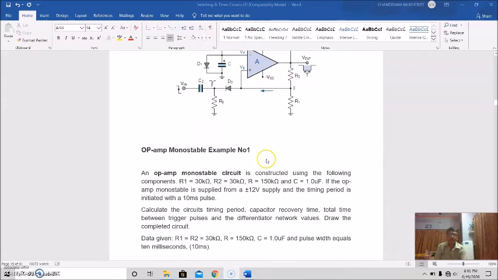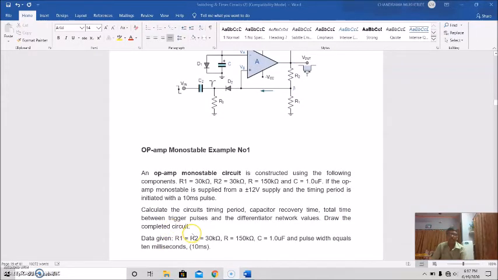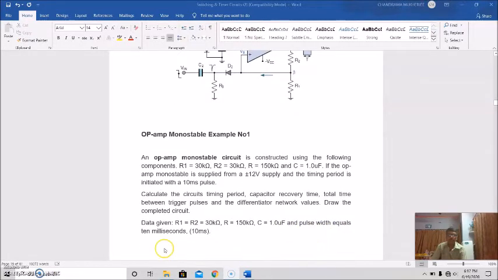then calculate the circuit's timing period, capacitor recovery time, total time between trigger pulses, and the differentiator network values, and draw the complete circuit. So the data given here: R1 equal to R2 equal to 30 kilo ohm, R 150 kilo ohm, C 1 microfarad, and pulse width equal to 10 millisecond.